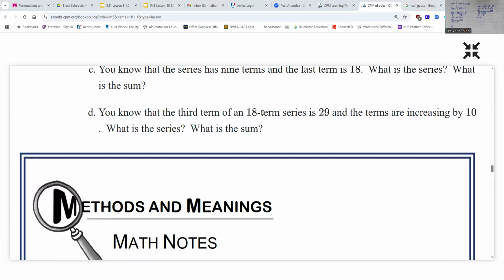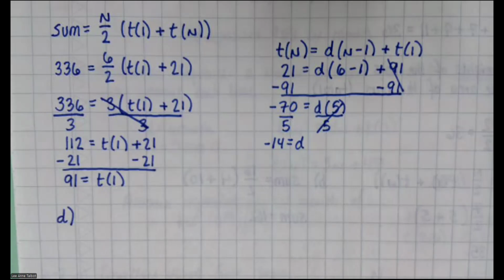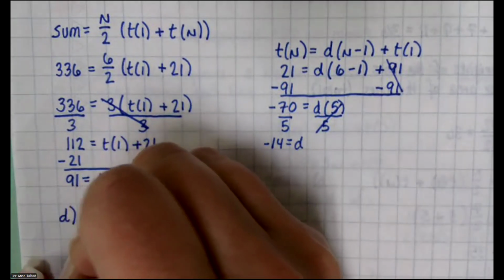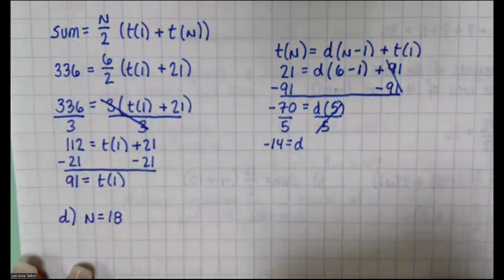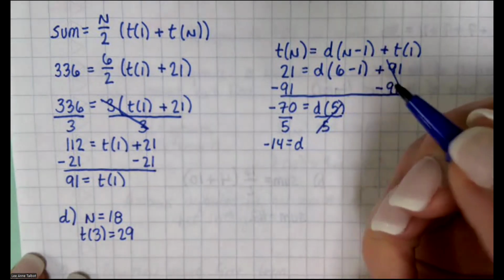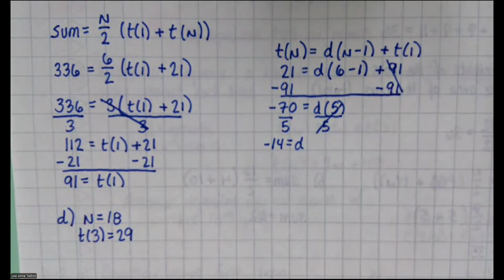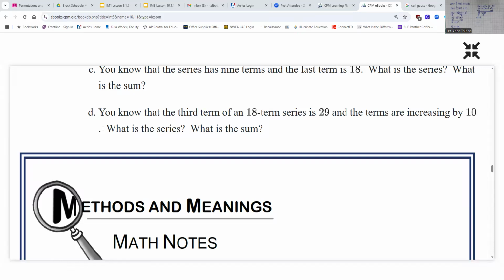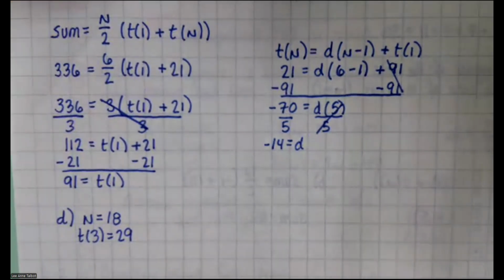You know that the third term of an 18-term series is 29. Okay, we need to be really careful when we write this. We're doing D, by the way. You know that the third term of an 18-term series is 29. So I'm going to write n equals 18 because it says there's an 18-term series. And the third one is 29. And then it says the terms are increasing by 10. What letter is that? B.